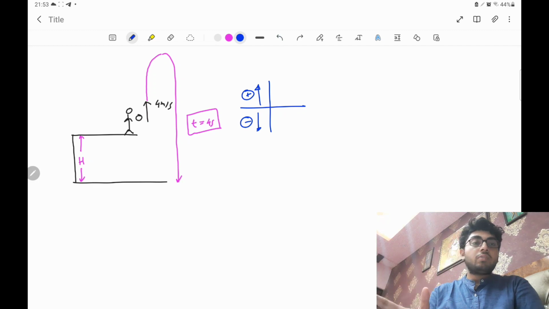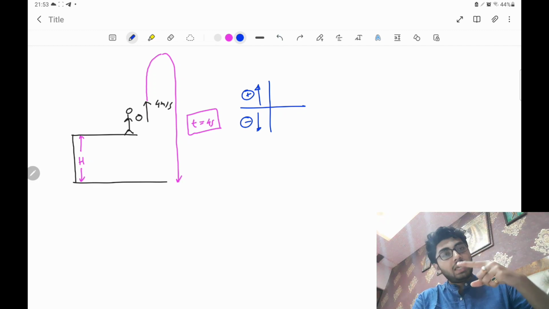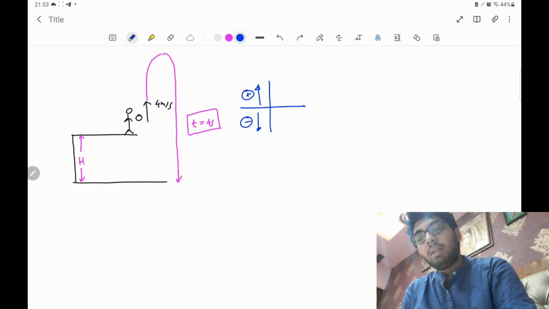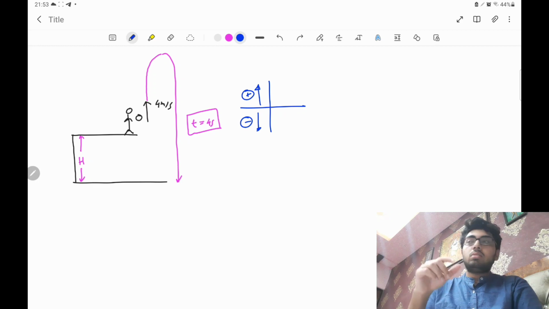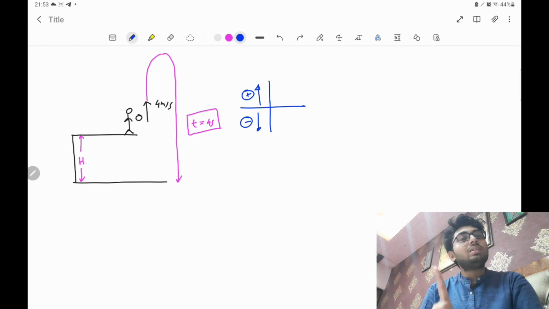So you must not be confused that okay I have to... A student might think that maybe I have to take this whole distance, absolutely not, okay? So simply, the net movement of the ball is downward, and that is why we always take it to be negative.